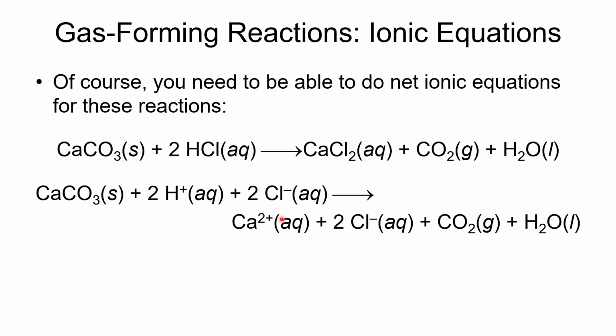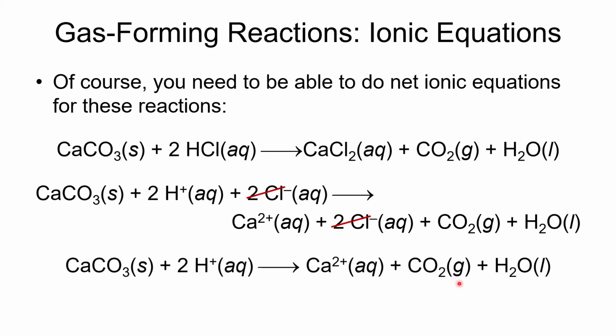To get from the complete ionic equation to the net ionic equation, we need to cross out our spectators. Our spectators here are chloride, and that's it. You'll notice nothing else will cancel out. And so that gives us our net ionic equation.